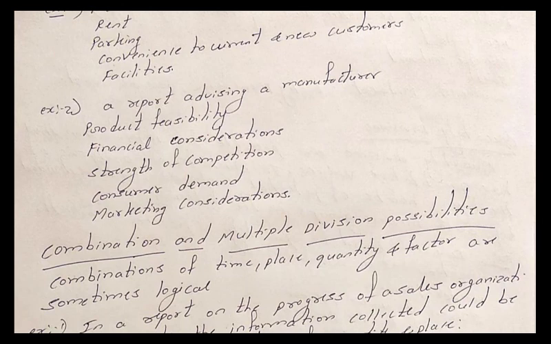Another report has been prepared here for the manufacturers of products. Under different headings, such as the feasibility of the product, the product feasibility information will be given based on these factors: the financial considerations, the strength of the competition, the consumer demand, and the marketing considerations. These are all the different subdivisions divided based on factors, and the information collected is put under these headings. They will give the proper information to the manufacturer.